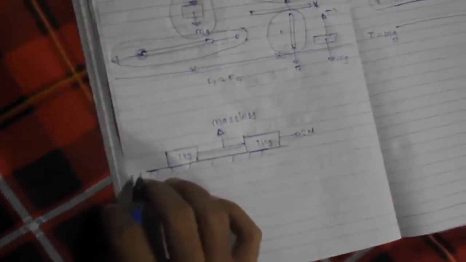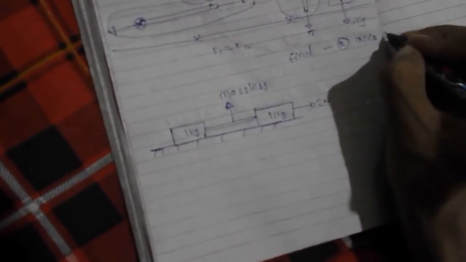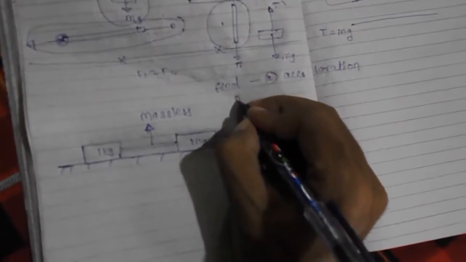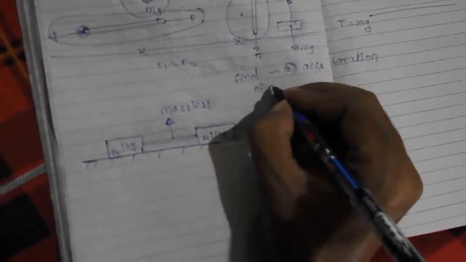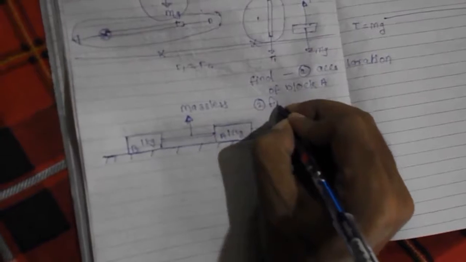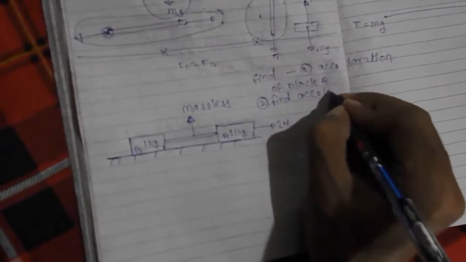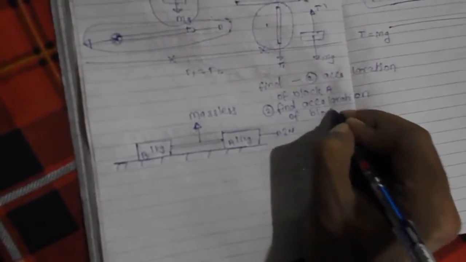Okay, find, first question, the acceleration of, let me give it a name, block A, and this is block B. Find the acceleration of block A. Second question is find the acceleration of block B. Okay guys, all of these are very simple.